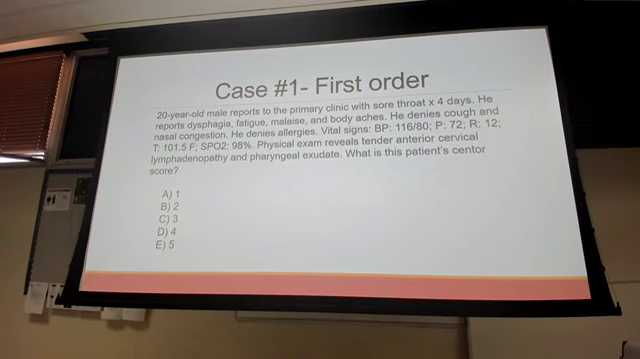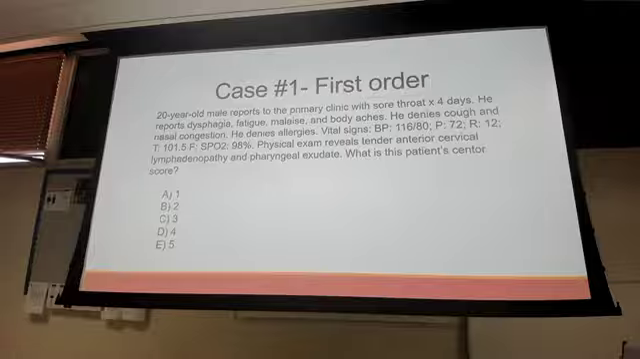20-year-old male reports to the primary clinic with sore throat times 4 days. He reports dysphagia, fatigue, malaise, body aches. He denies cough and nasal congestion. He denies allergies. Vital signs are as follows. Physical exam reveals tender anterior cervical lymphadenopathy and pharyngeal exudate. What's the patient's Centor score?